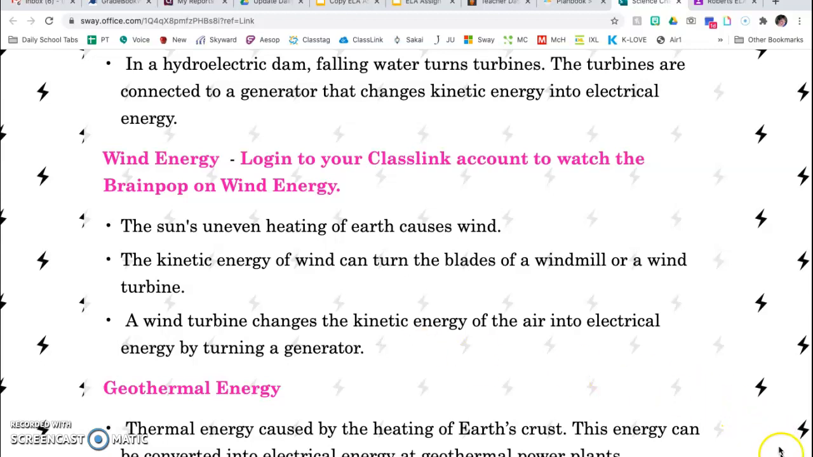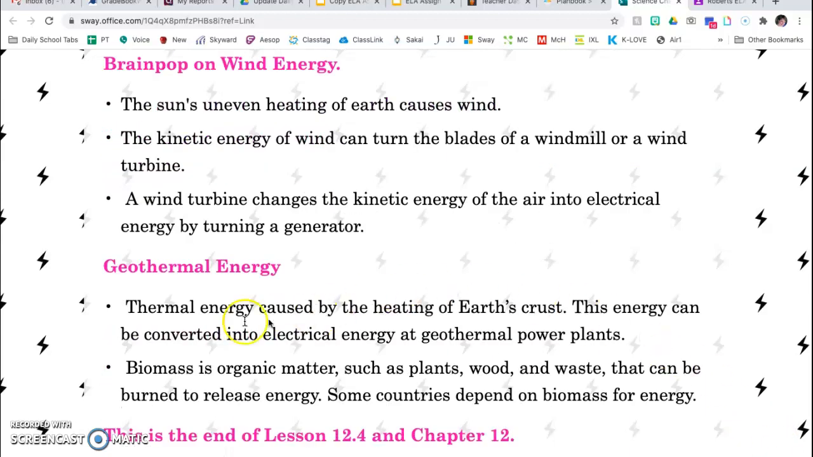Last but not least here, we have geothermal energy. This energy is caused by the heating of Earth's crust. It can be converted into electrical energy at geothermal power plants. Biomass is organic matter like plants, wood, and waste that can be burned to release energy. Some countries depend totally on biomass for energy. Well, we don't here, but some countries do.